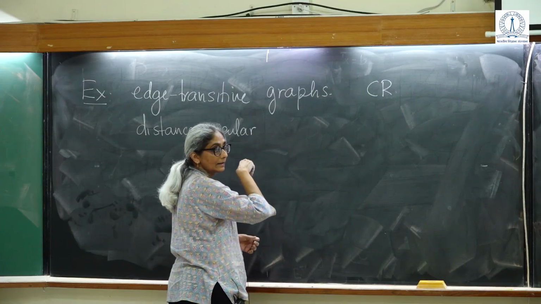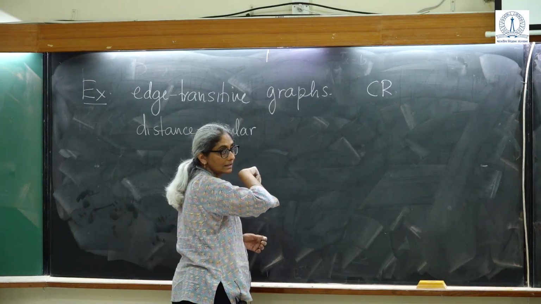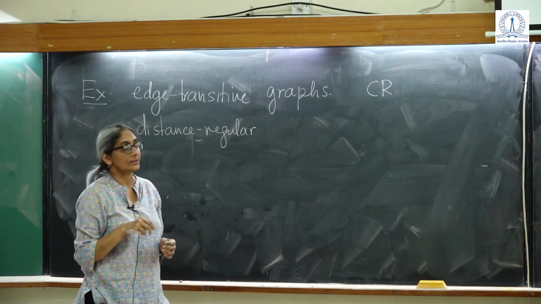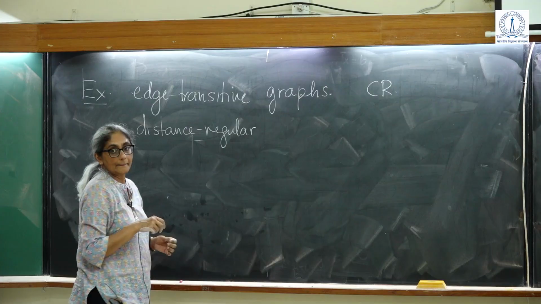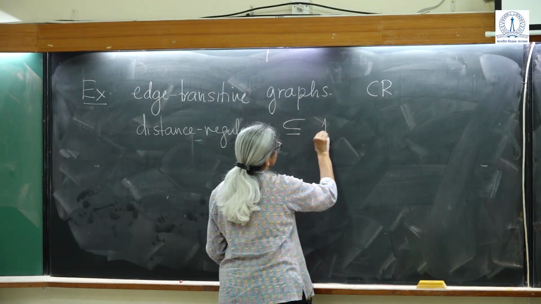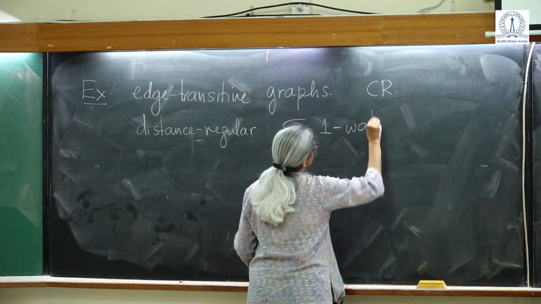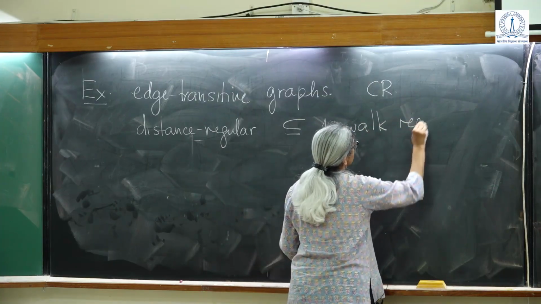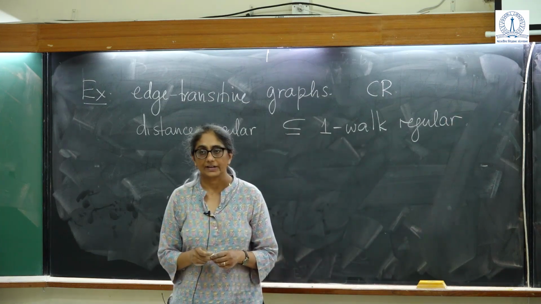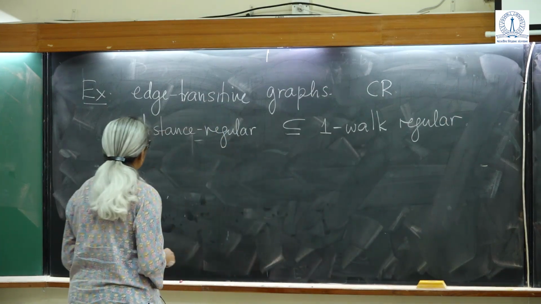No. Not all distance regular graphs are edge transitive. Yeah, exactly. So this is it. I'll explain what this means in a second. So this is inside a bigger class of graphs called one-walk regular graphs. Okay. So what does distance regular mean?